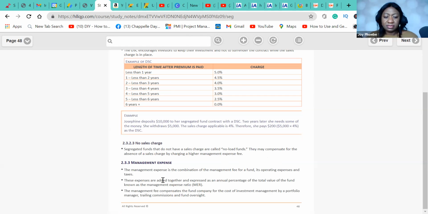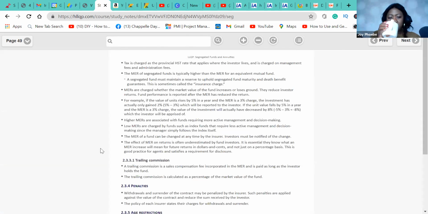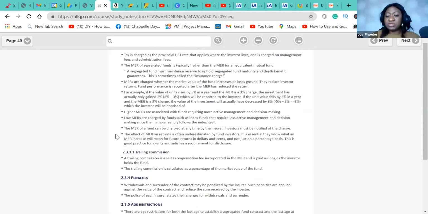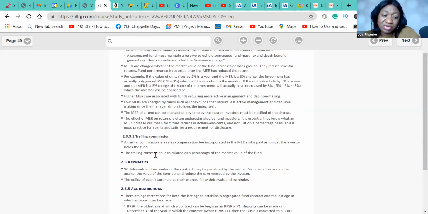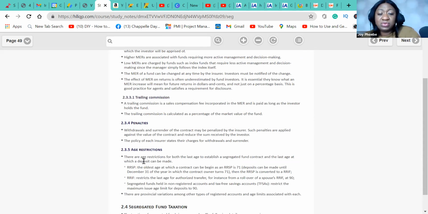Okay, so the management expense fee is a combination of the management fee for the funds, the operating expenses, and taxes. All right. Trailing commissions. Well, trailing commissions are a sales compensation fee that is incorporated in the MER and is paid to the advisor. Nobody is going to ask you about trailing commissions. Penalties. Well, when you withdraw before your maturity period, there are penalties that are charged to the account.